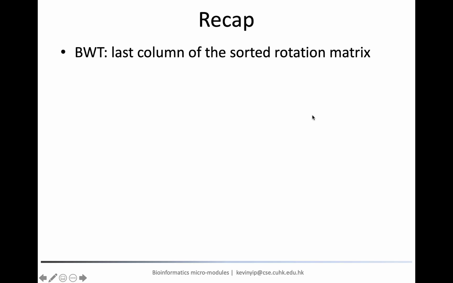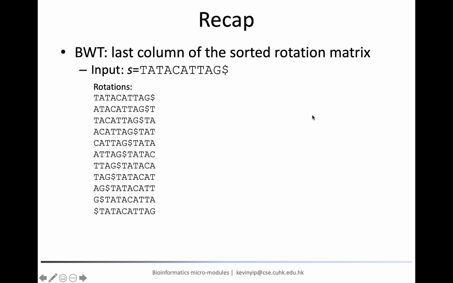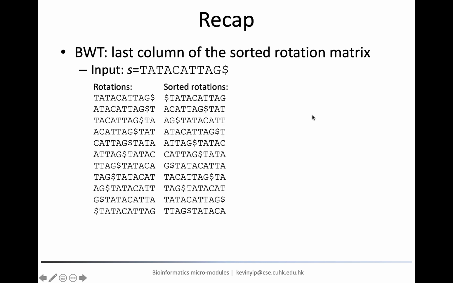Let's first recap the definition of BWT, which is the last column of the sorted rotation matrix. For example, given the input sequence S, which is $, we list all the rotations of it as different rows of a matrix, sort them lexicographically, and then take the last column of it as the output of BWT, which we denote as B.